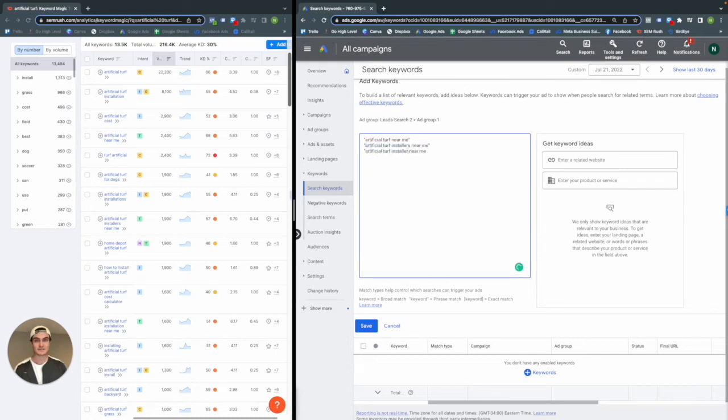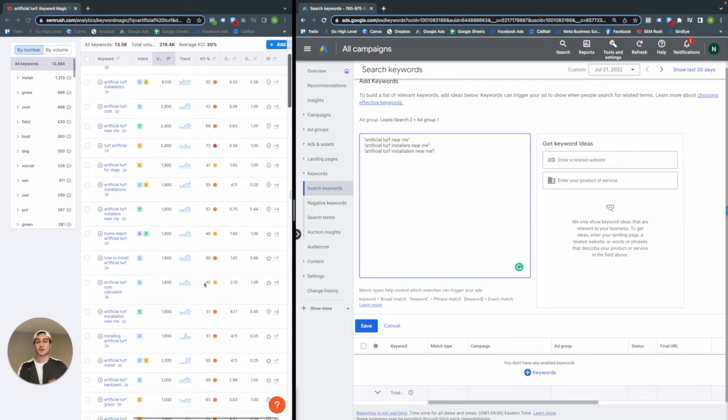Artificial turf installation near me. Again, these are all going to be phrase matches, right? Exact matches don't really help your case sometimes. They are too specific, right? So I can use phrase matches to start off here and use negative keywords to kind of narrow it down. So we have three fantastic keywords we're going to add to our Google Ads campaign, right?